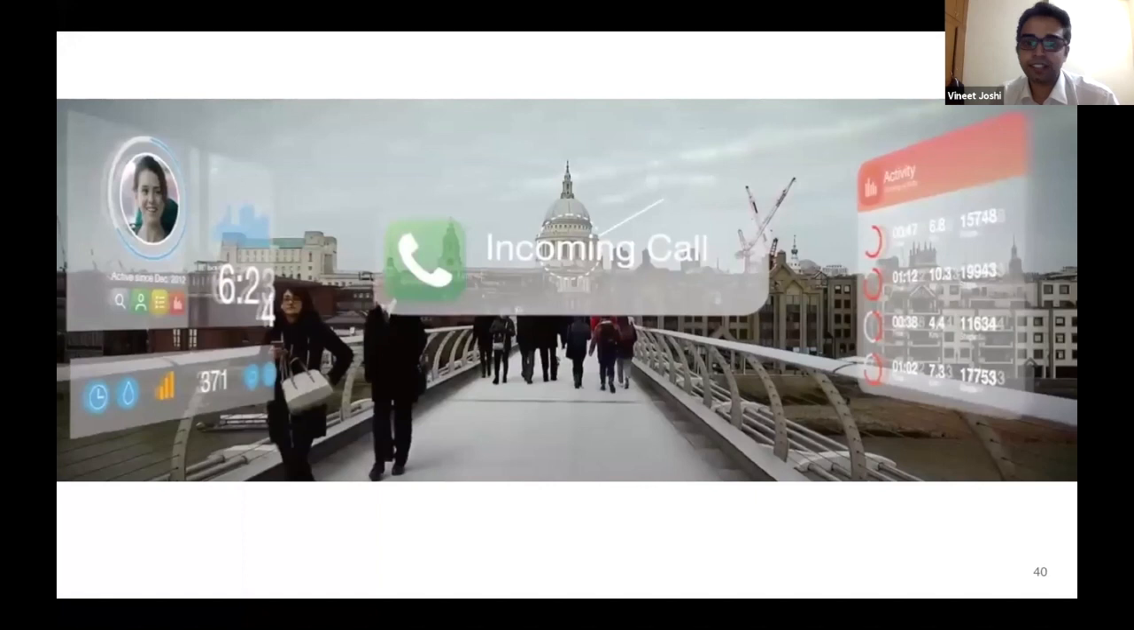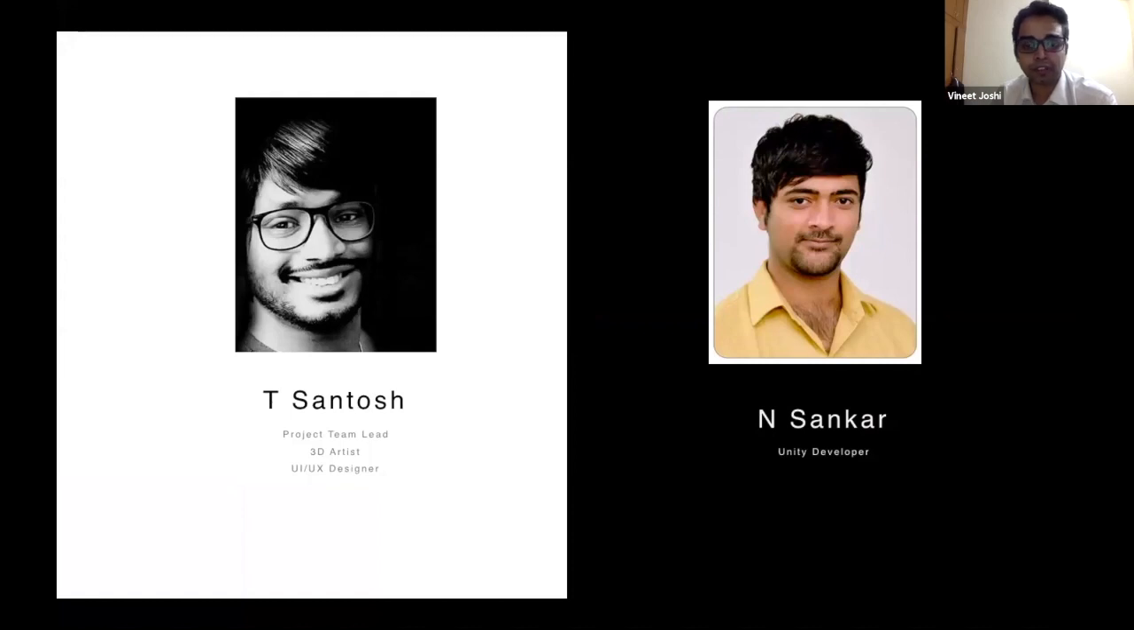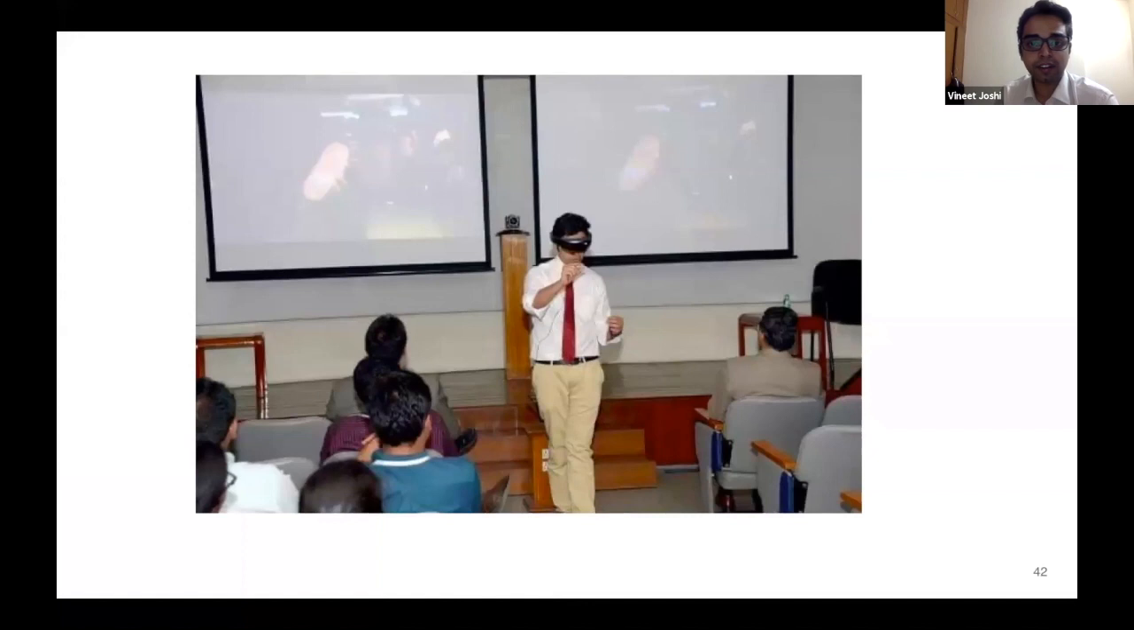This will definitely jeopardize the smartphone market, but it's interesting technology to look into. So the wheels of the augmented and virtual reality machine journey have been mainly because of our two engineers, Santosh and Shankar. Santosh being the team lead, and they have worked really hard in bringing up these innovations.